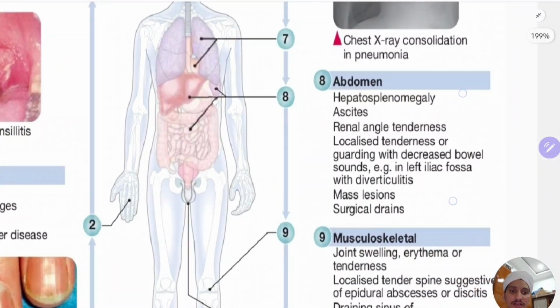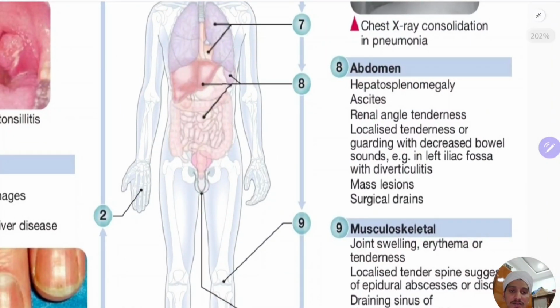Then you come to abdomen. In abdomen, what you can find out, you can find hepatosplenomegaly or either isolated hepatomegaly or splenomegaly. Ascites you can have, renal tenderness, localized tenderness or guarding with decreased bowel sounds. Example in left iliac fossa with diverticulitis. Mass lesions you can have, surgical drains.